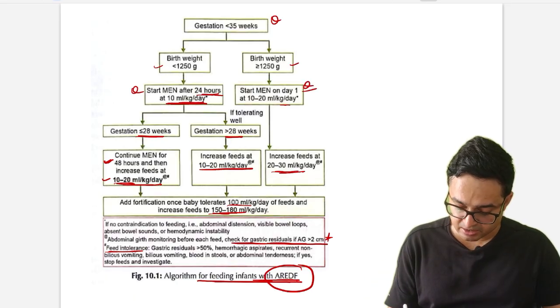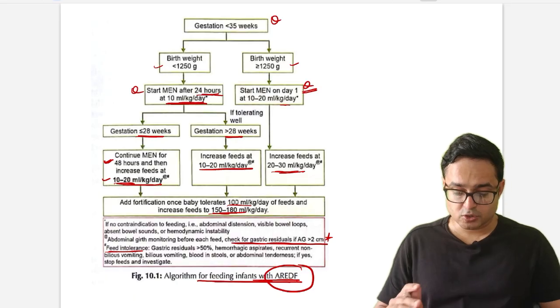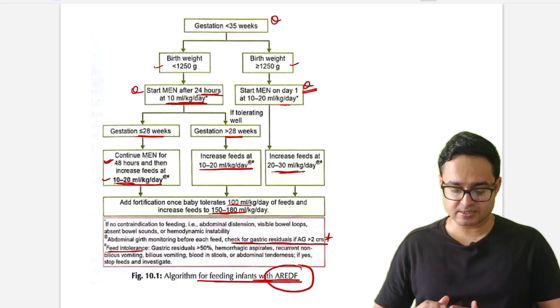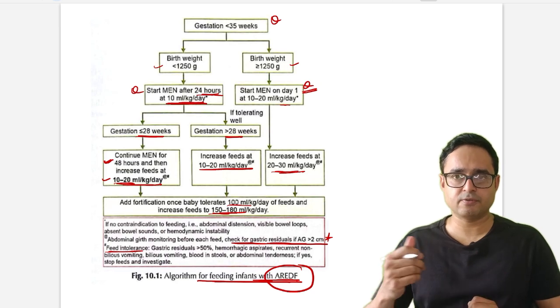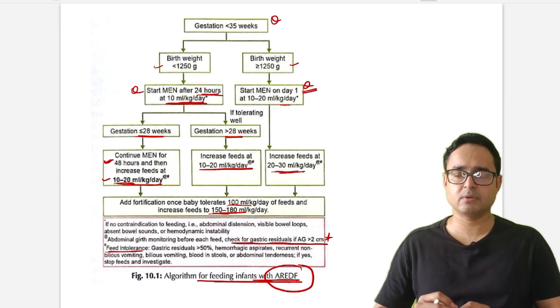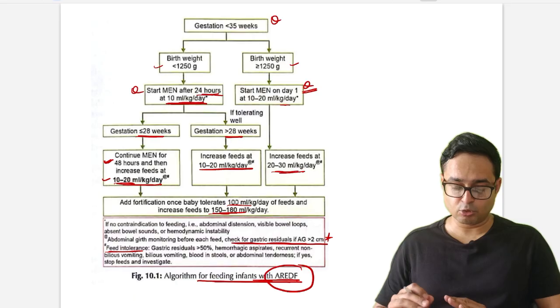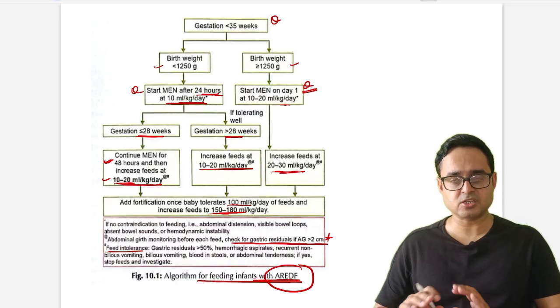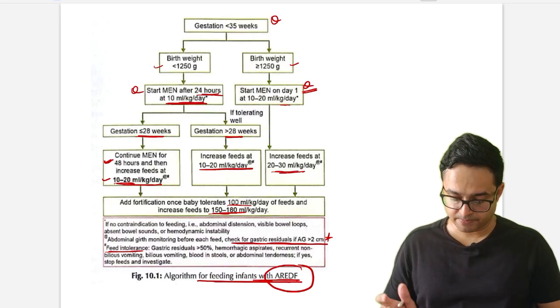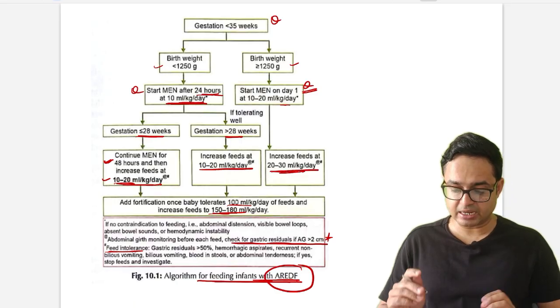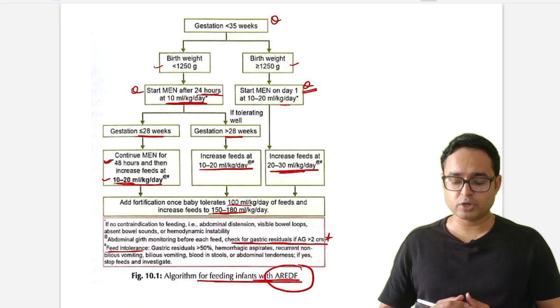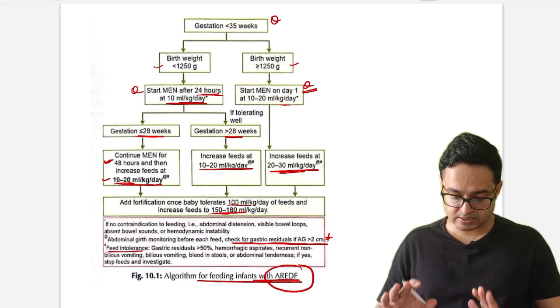Okay, on the right hand of the table, if birth weight is more than 1.2 kg, start minimal enteral nutrition on day 1. Very much important. Okay, so the consideration is, if birth weight is less than 1.2 kg, start after 24 hours. If birth weight is more than 1.2 kg, start on day 1 itself. And the rate of increase is also more, 20 to 30 ml per kg per day in birth weight more than 1.25 kg. Okay, this is important.